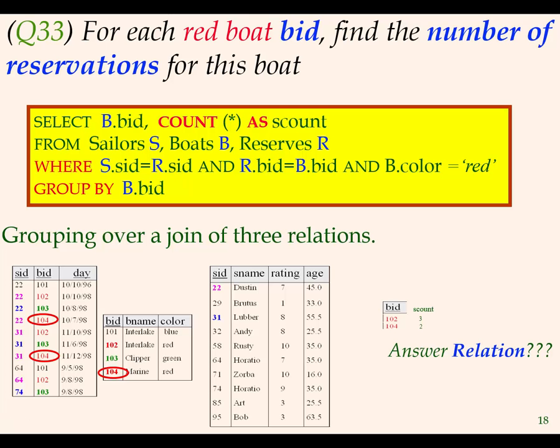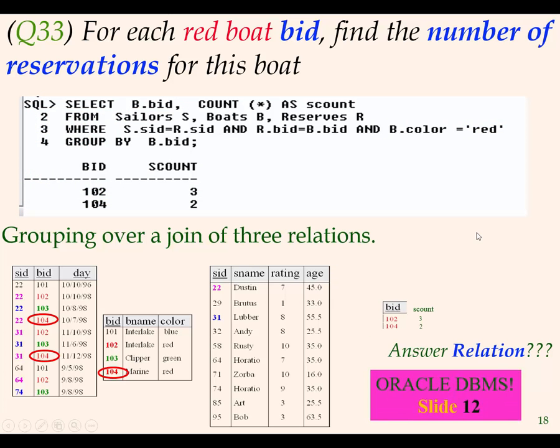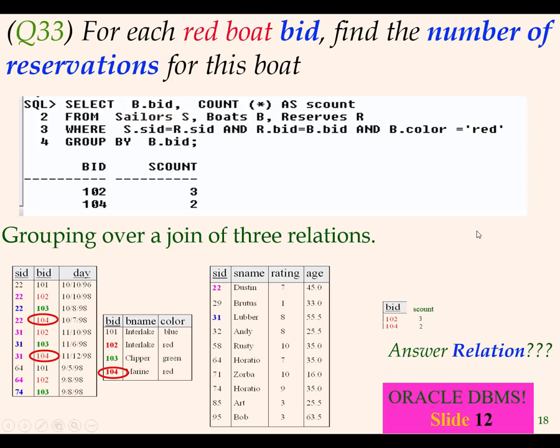I think maybe we don't need sailors. For sure, we need the boats and the reserves. Okay, so the where condition: I have R.reserves.BID is the same as boats.BID, and the color is red. We are going to group by BID, and out of that group what we want to return is the count in the group. I think this is very, very powerful.